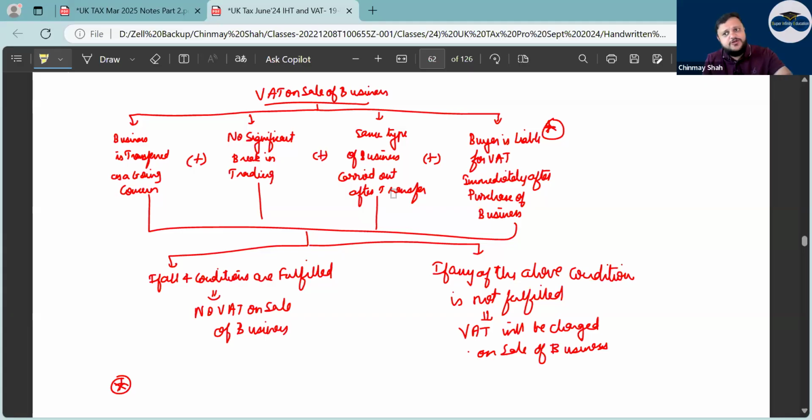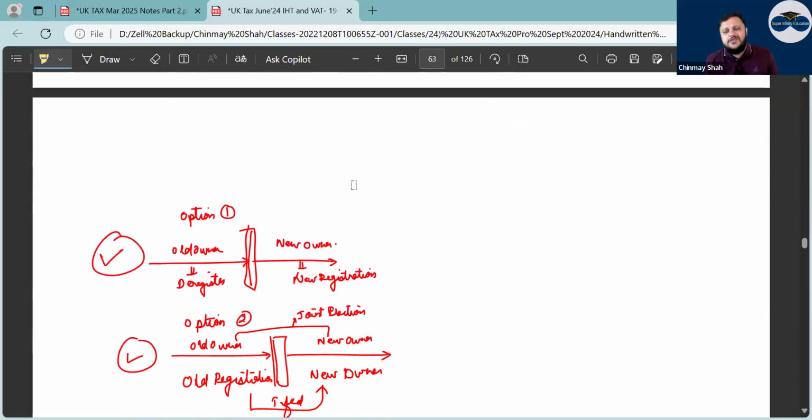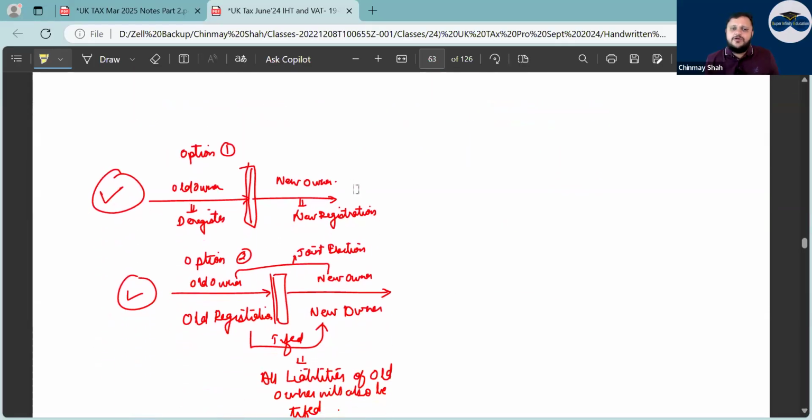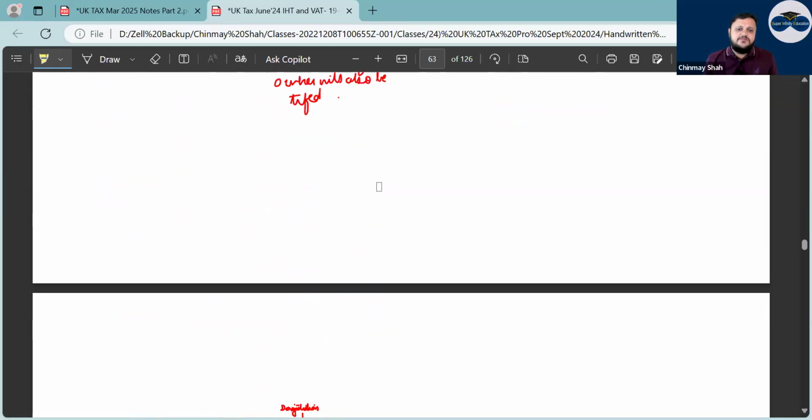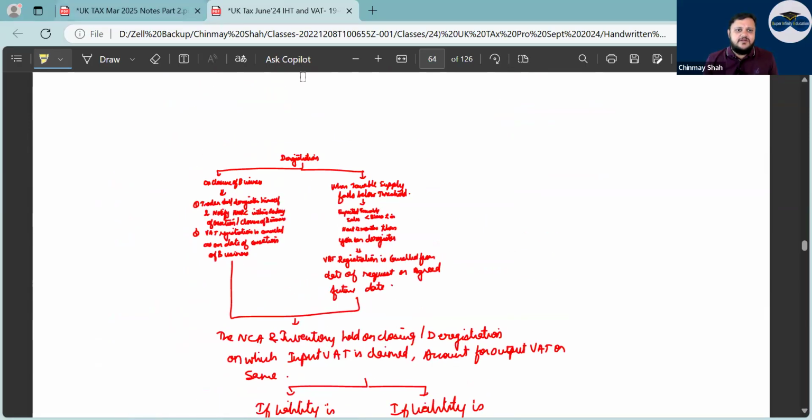If all conditions are fulfilled, no VAT. But if any one condition is not fulfilled, VAT will be charged on sale of business. Now there are two options of registration. The old person can deregister himself and the new owner can do a new registration. Or the old owner's existing registration can be transferred to the new owner, but all the liabilities of the old owner will be transferred, correct?